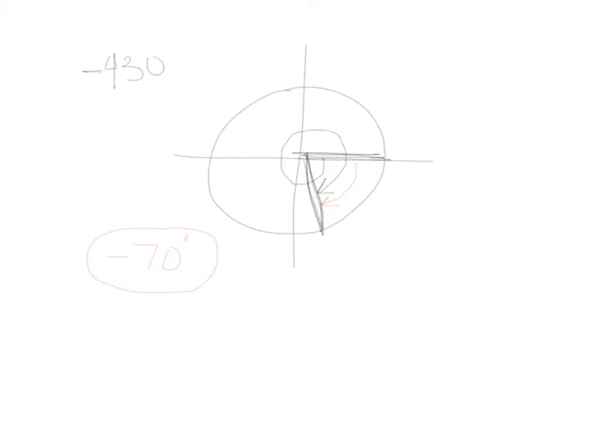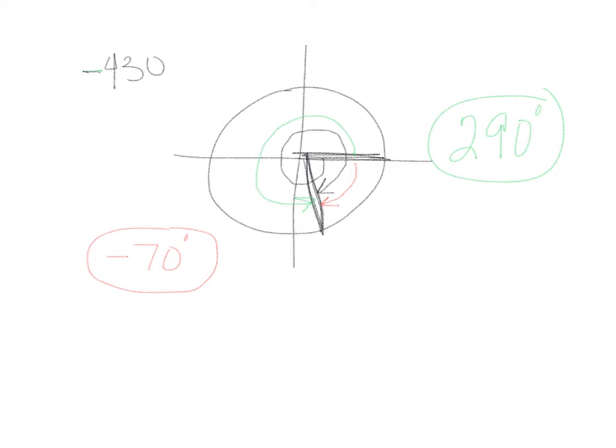As far as finding the positive, we have to start at the initial, come around in the positive direction. We can stop at the terminal. How far would this be? Well, we know that the red angle was 70, so it's 70 degrees short of 360. So take 360 minus 70, and that would give us a 290 degree positive coterminal angle.